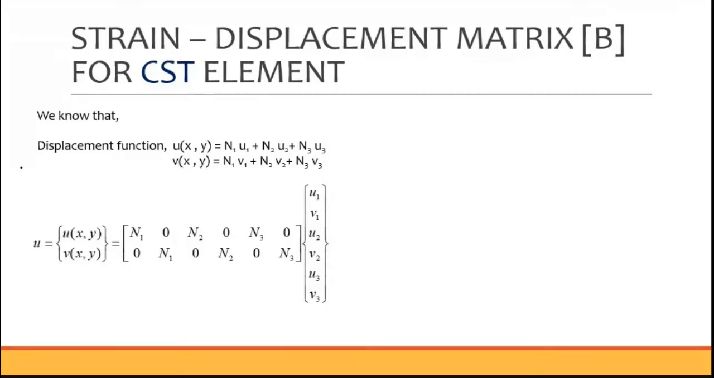So u is displacement along x direction and displacement along y direction, which can be written as n1 0, n2 0, n3 0, and 0 n1 0 n2 0 n3, right? Which you can write like this. So when you multiply, you will get the same things. Whatever I am mentioning here will be written in a matrix form. Okay. So now, what is strain?